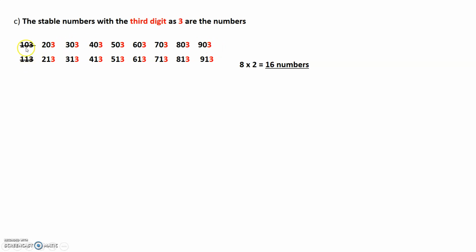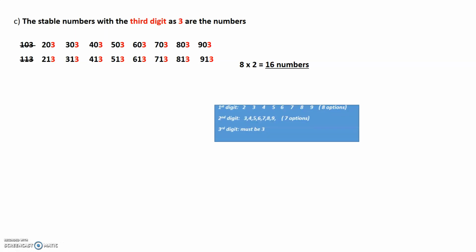Then we've gone up to 113, so that 3 is still in the third digit. 113, 213, 313, 413. You'll notice again I've crossed out 113 because we have already counted that. We've used that in the earlier part. So how many options do we have here? 8 times 2, we have 16 numbers. You can count them.